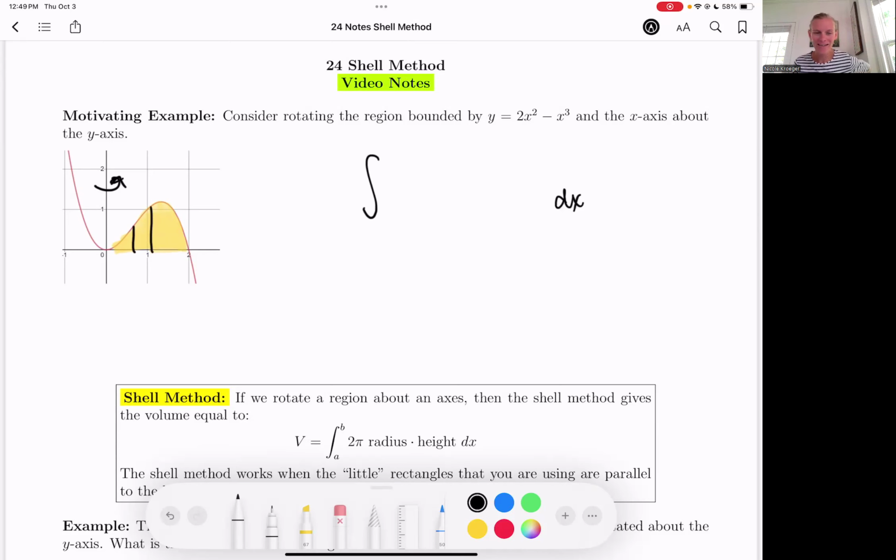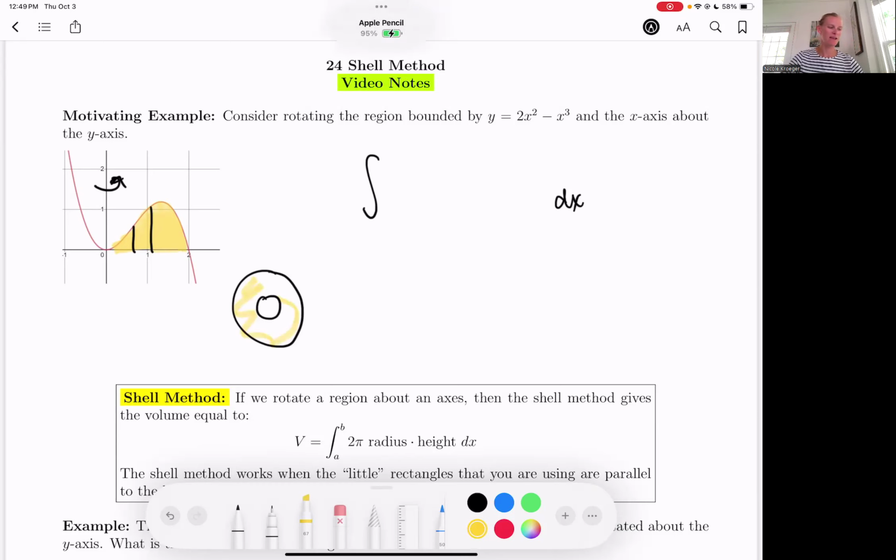And the problem with that is now these line segments, these doing things in terms of x, are parallel to the line I'm rotating about. So when I rotate that parallel line segment, I am not going to get a washer. Remember, a washer looks something like this. It's a flat little disc.